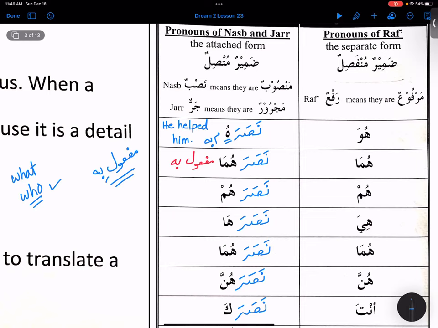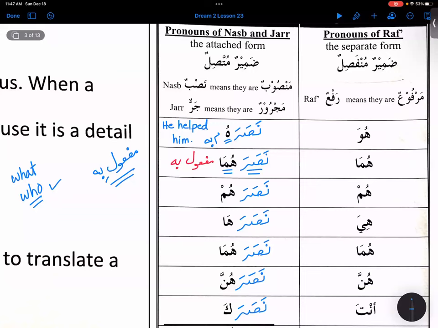Nasara huma. Who can translate that? He helped both of them. Nasara, he helped; huma, both of them. So this both of them is what? Maf'ool bihi. He helped who? He helped both of them.